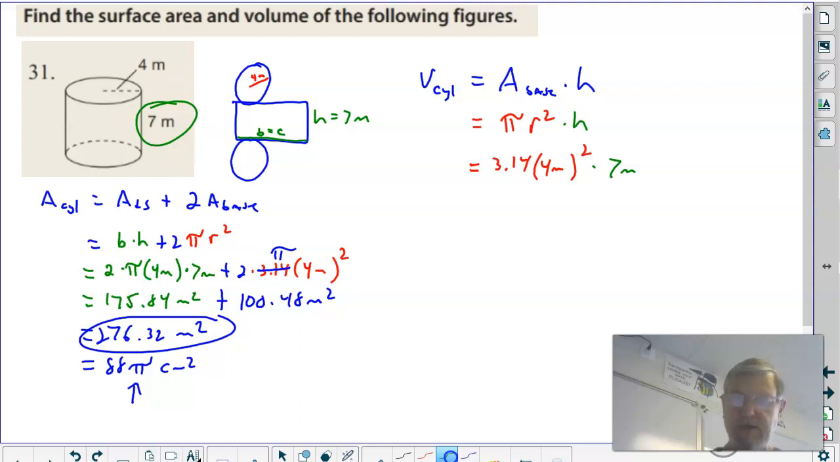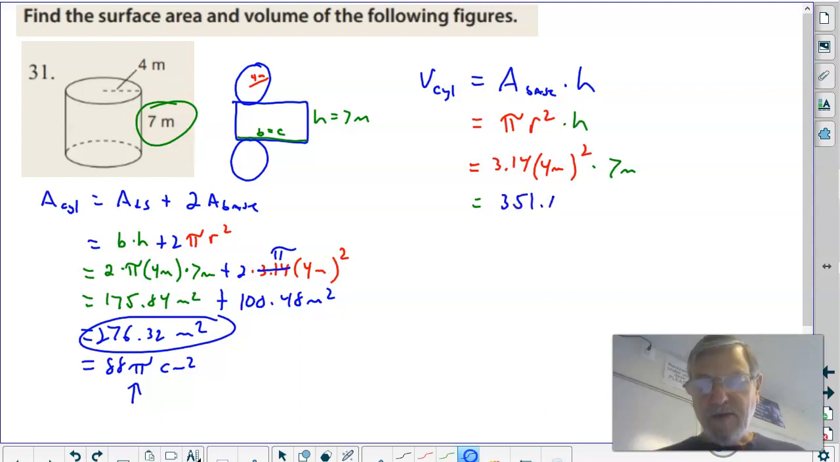See, you always got to question your calculator. 16 times 7 times 3.14, and I get 373,000, and that's not right. Come on, calculator. 16 times 7 times 3.14 equals 351.68. That makes sense. 351.68. This is approximately meters cubed.